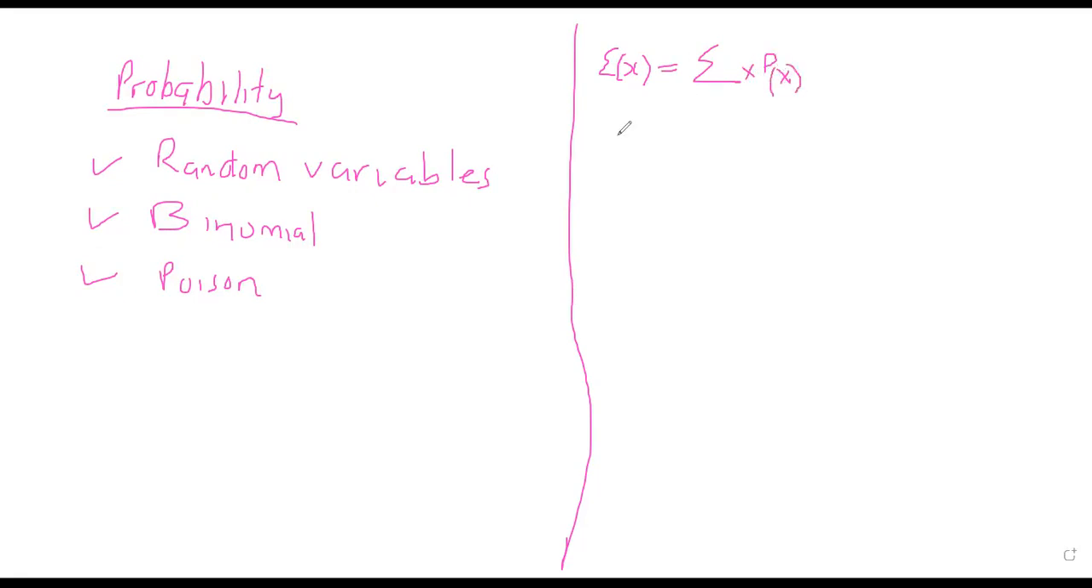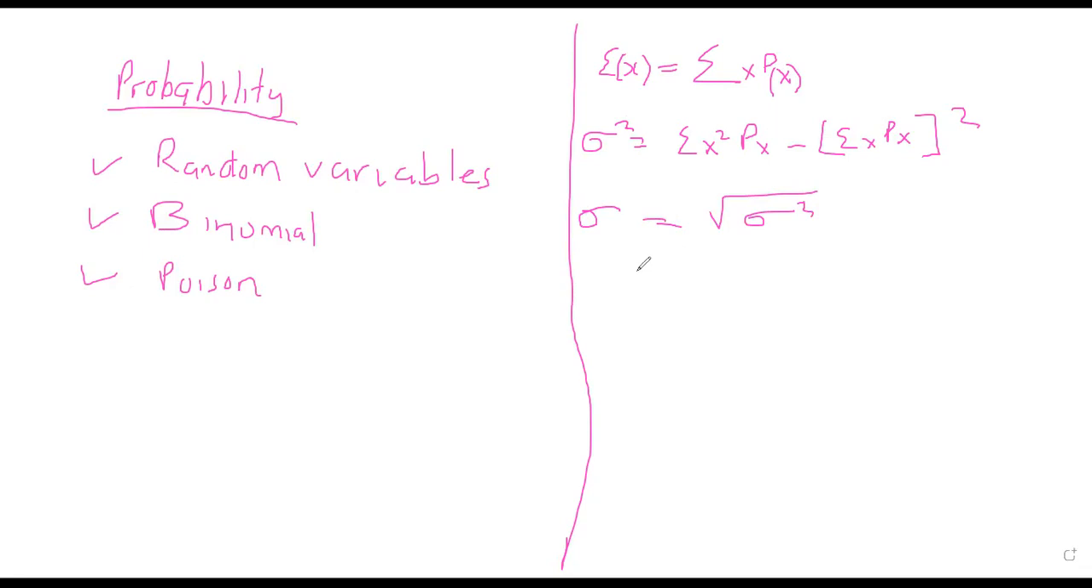We also have what is called the variance, which is given by this formula here: the summation of X squared P(X) minus the mean squared. Then we have what we call the standard deviation, which is simply the square root of the variance.